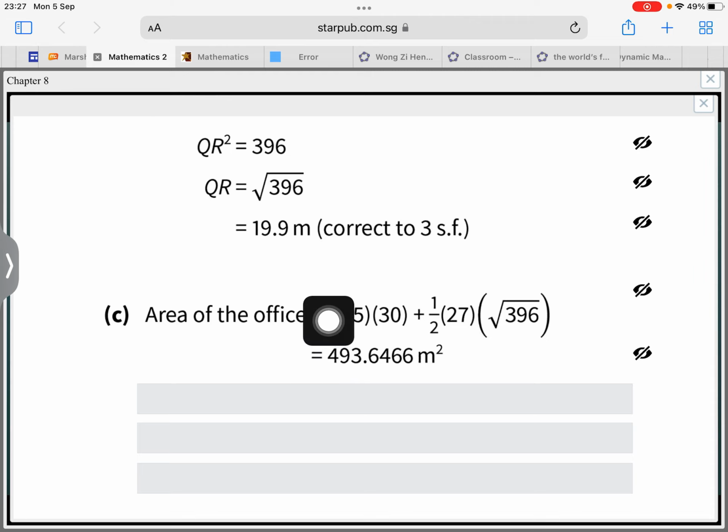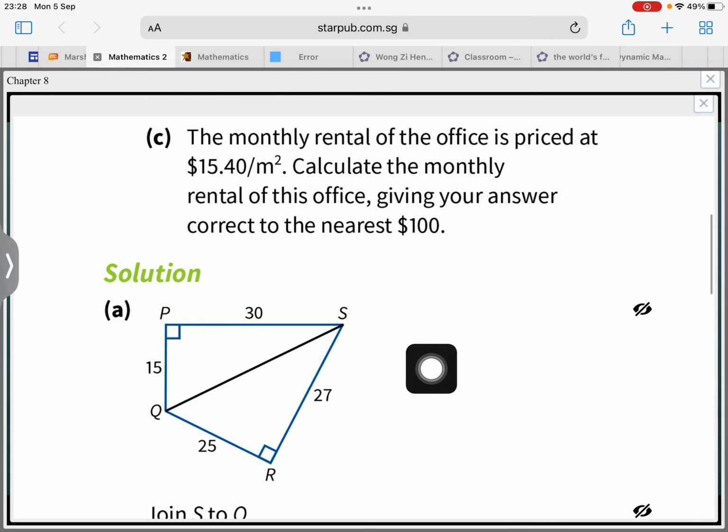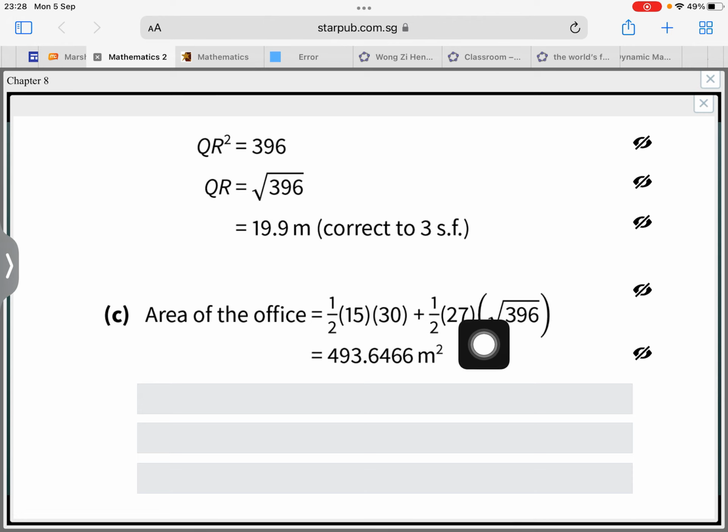So they add up half times 15 times 30 plus half times 27 times square root of 396. Like I say, every time we carry down the value, don't use the rounded off value, use the original value. So how did they get this? Half times 15 times 30. Because when you are trying to find area, half times base times height, they must be perpendicular to each other. So 15 and 30, half times this, whatever new QR they have found, times 27. So this is the new QR.